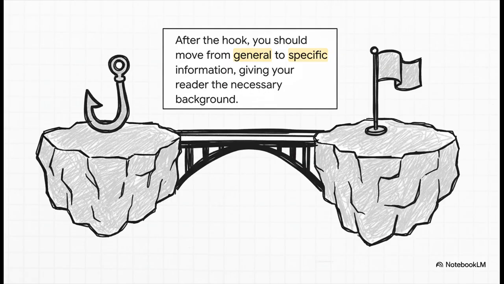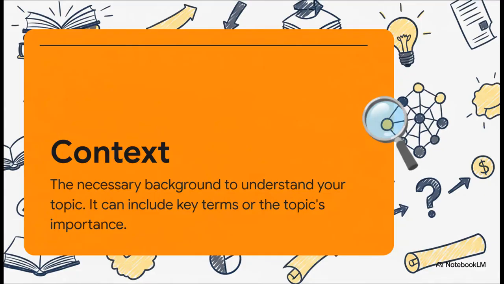Okay, so you've hooked your reader. They're interested. Great. But you can't just jump straight into your argument. You've got to build a bridge first. And that bridge, that's your context. So, context is basically the background info your reader needs to understand your topic and, just as important, why it even matters. It's usually just a couple of sentences that take that big, broad idea from your hook and narrow it down to the specific thing your essay is all about.